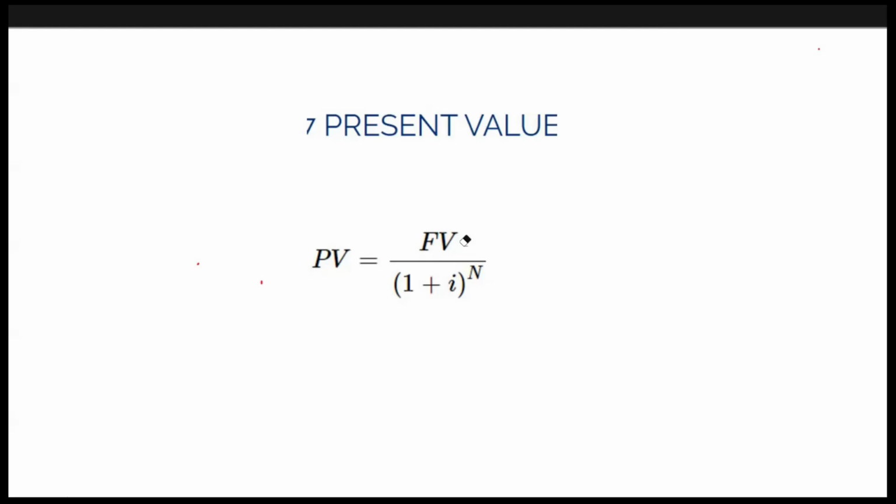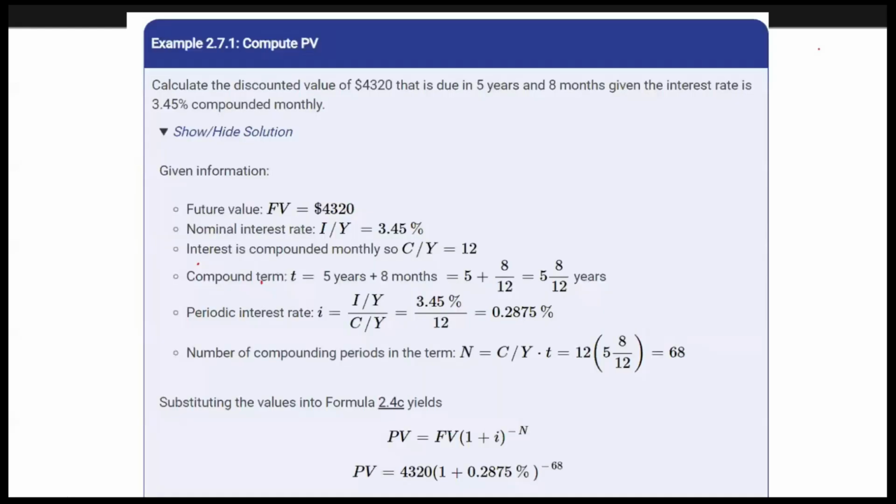So here you have present value equal to the future value divided by 1 plus i to the n. And mind you, this is a little bit of algebra, right? If you know your algebra, this shouldn't be hard to derive. As an example, here you want to calculate the discounted value, or the present value, if this is the future value, 4,320, that has accumulated over 5 years, 8 months at this interest rate, right?